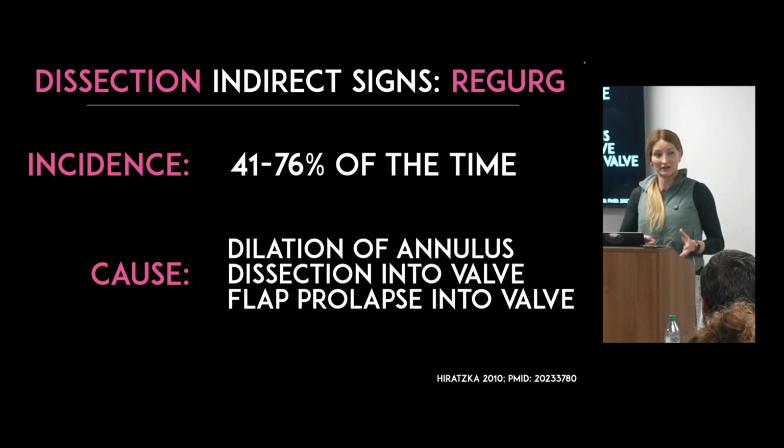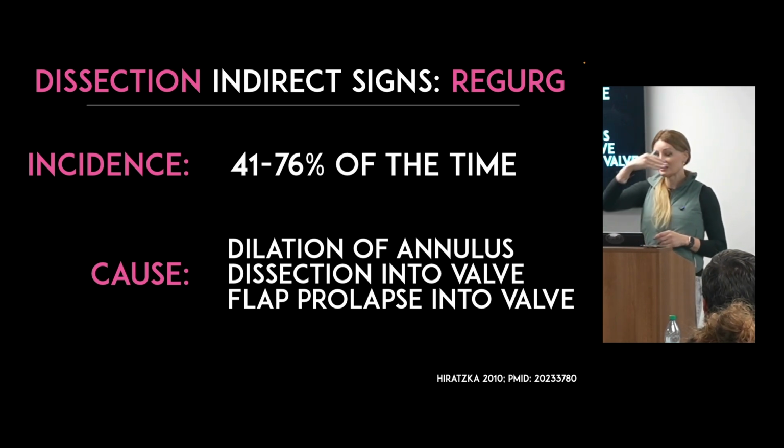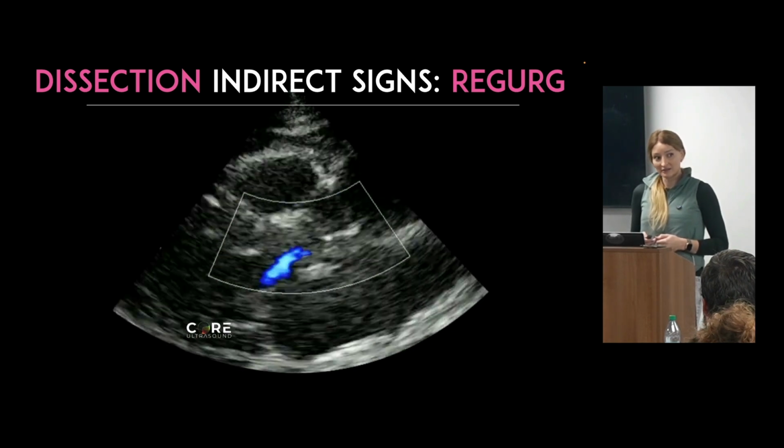But aneurysms are a risk factor for dissection. So you have dilation of the annulus because of the aneurysm. That can cause that regurg. You can have the dissection flap go directly into the valvular structure, and then you can have the flap itself extend into the valve. All of those are like the causes, and it looks like this.